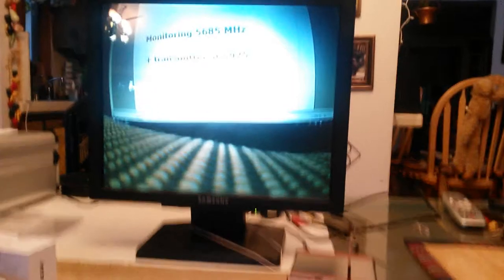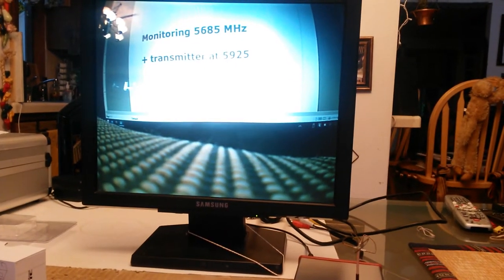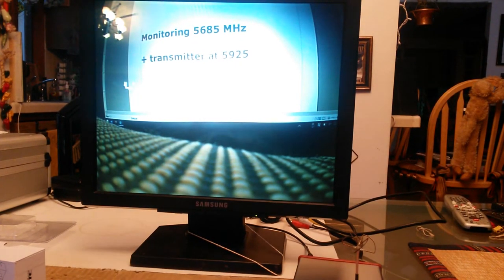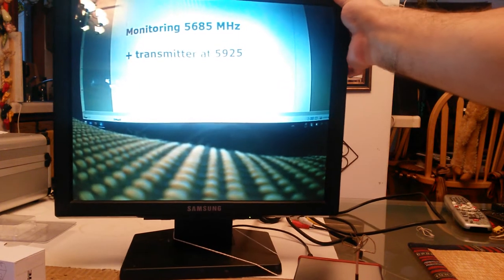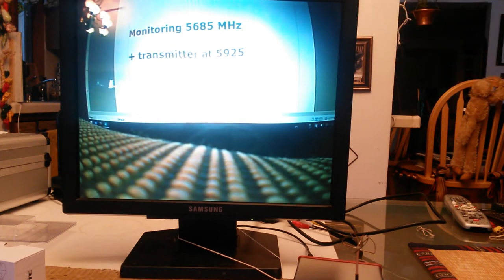Now, one of the things that's out there is that if you have a unit at 5685 and someone else is broadcasting at 5925, some people have said that that 5925 will step on this signal. So the first thing we wanted to do was see if that's a real interaction just between these two frequencies, or if it's really something else happening with IMD.